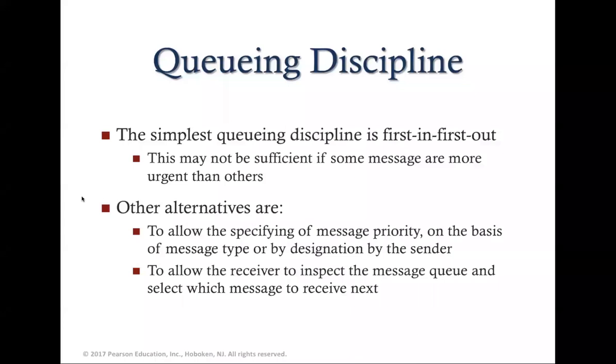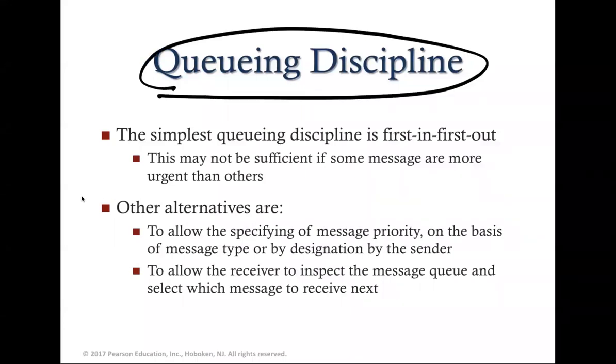Finally, another design issue with the implementation of a message passing mechanism to enforce mutual exclusion is the queuing discipline. The simplest queuing discipline, as we learned before, is first come, first served, or first in, first out. But this may not be sufficient if some messages are more urgent than others. An alternative is to allow specifying a message priority on the basis of message type or even by destination. This could be done by the designation of the sender. Another alternative is to allow the receiver to inspect the message queue and even select which message to receive next.